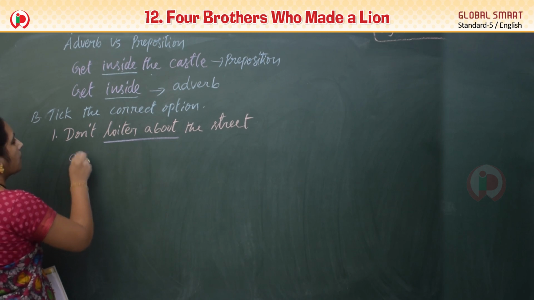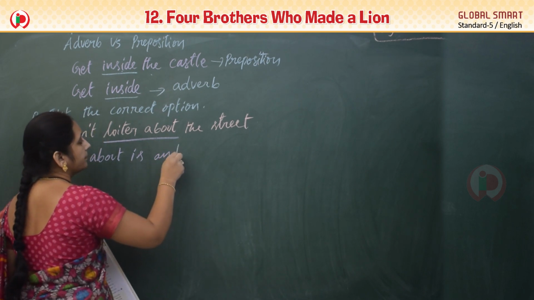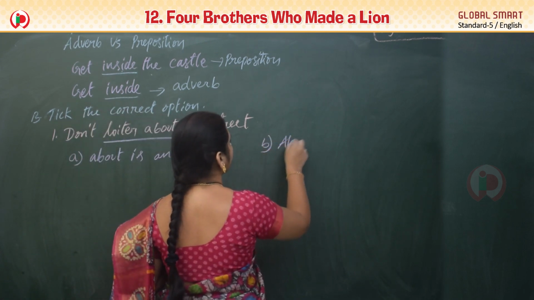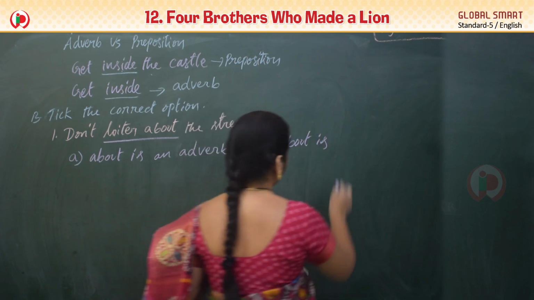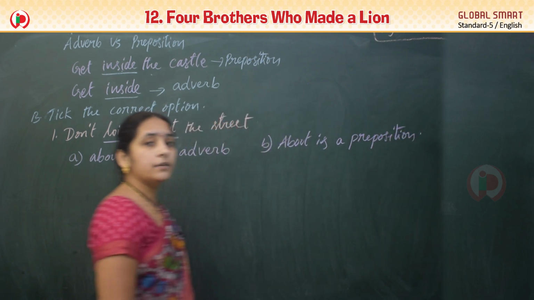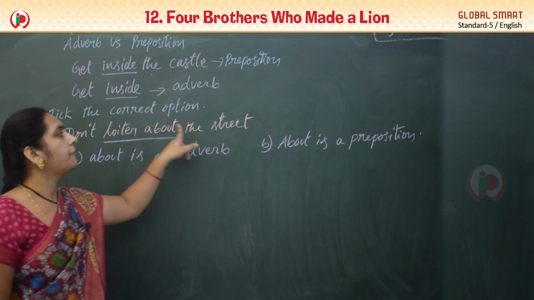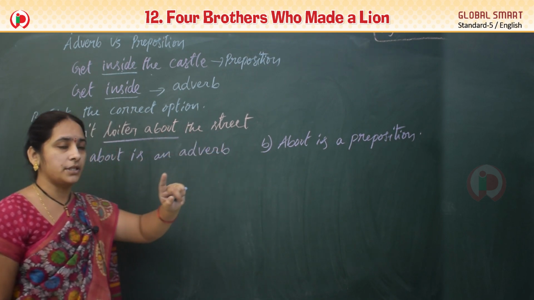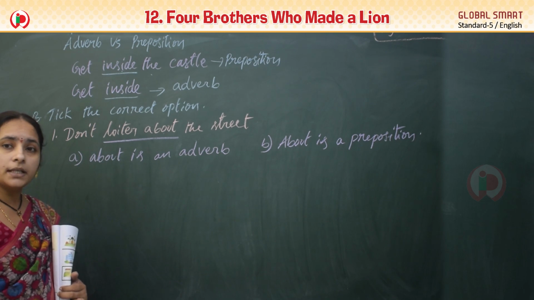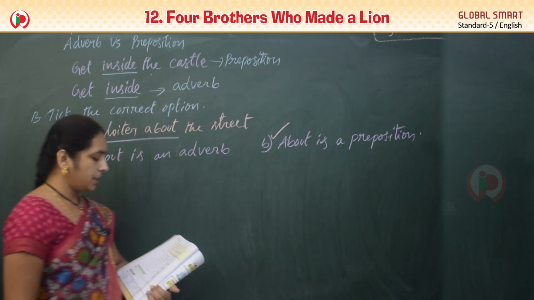So here what options did they give? A: About is an adverb. B: About is a preposition. So, which is the correct one? After the verb, if we have a word, and after this word, if we have something, that is an object, that is called a preposition. If we don't have anything, that means it is an adverb. So here, what do we have after about? The street is there, an object is there. So obviously the answer is, it is a preposition. About is a preposition. So, take that one.